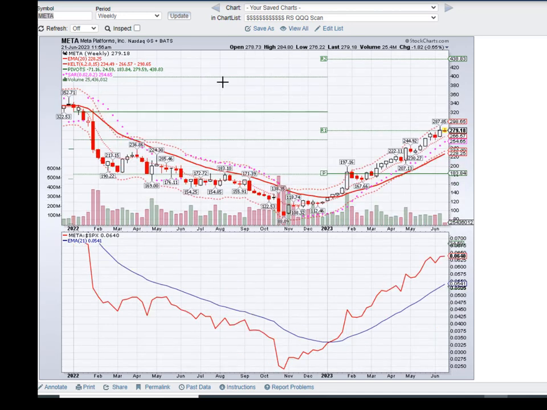Second chart on the list was Facebook or Meta. You can see it also came up as a market leader earlier in the year, and the RS looks even stronger than it does on the QQQ as it made a series of new highs. Shows no signs yet of topping out.